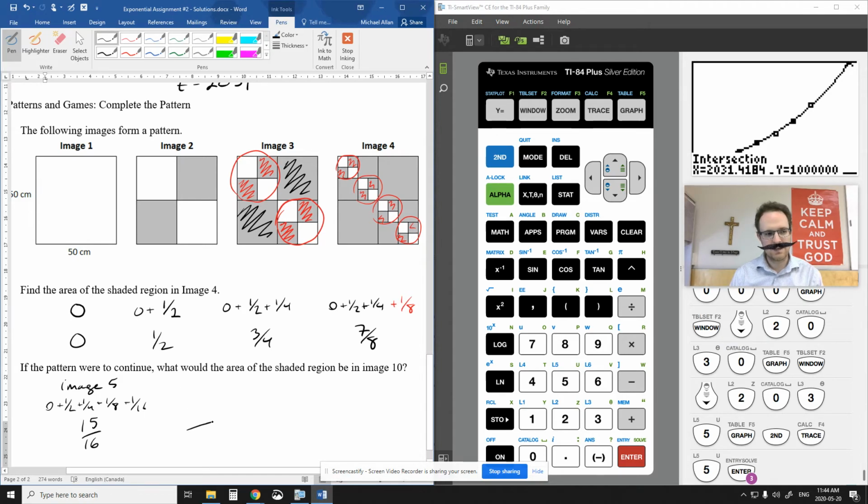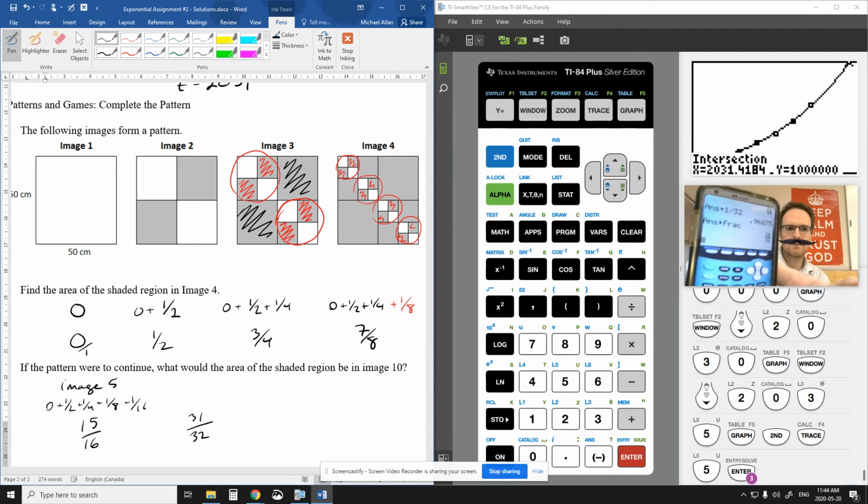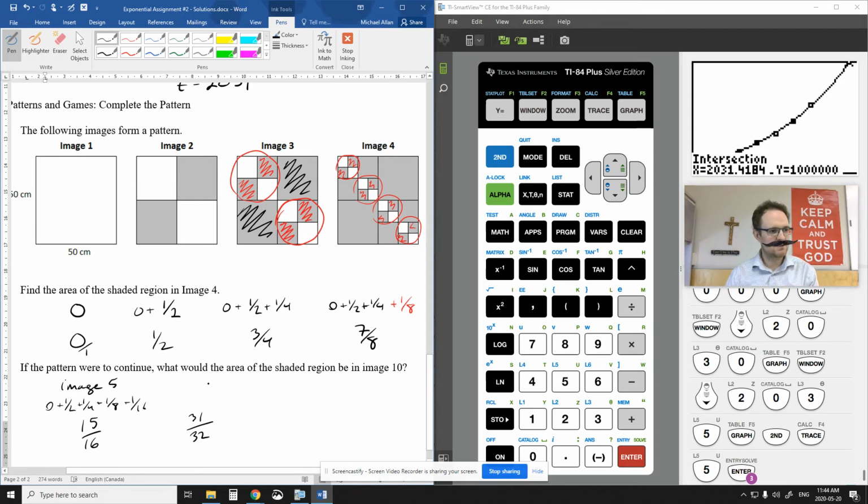I'm going to assume my next one's going to be 31/32. It's like I'm timesing the bottom number by 2 each time. And the top number always has to be 1 less than the bottom number. So I'm going to be adding 1 over 32 to this. Math, enter. Yeah. I get 31/32. Okay. That's image 6. 7, 8, 9, 10.